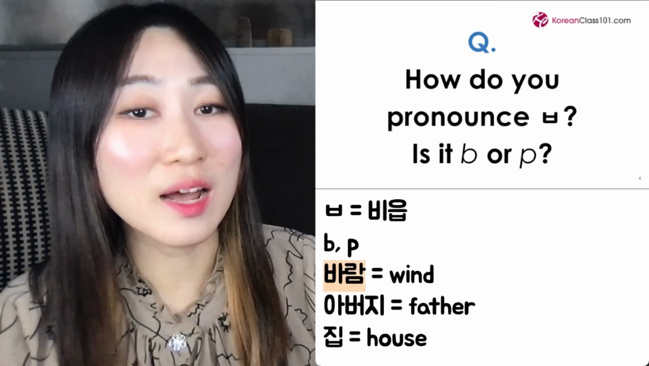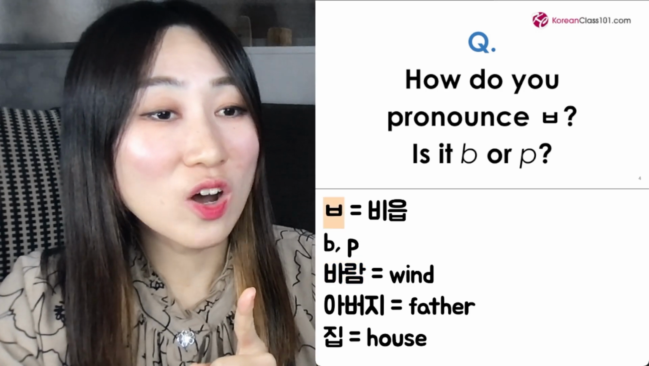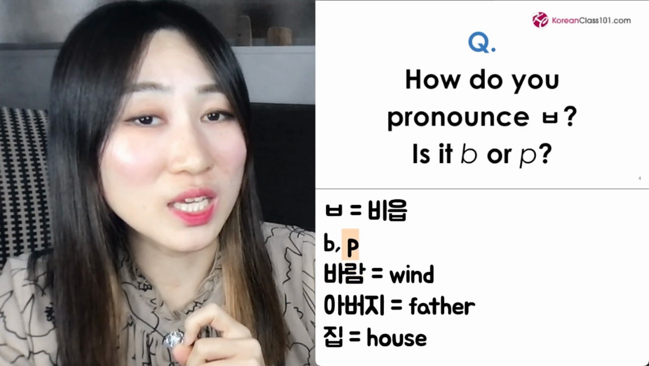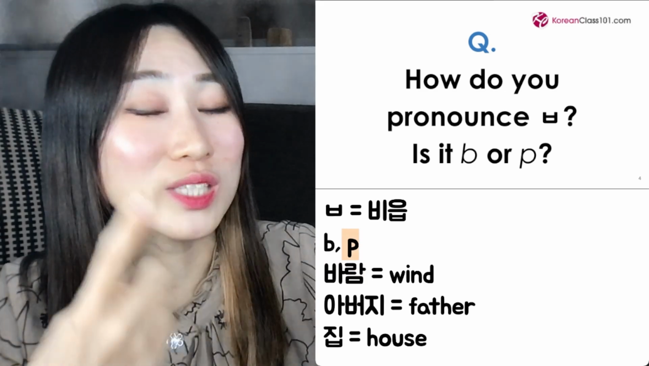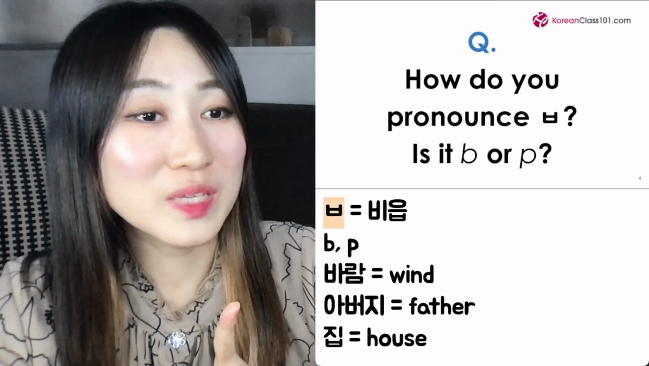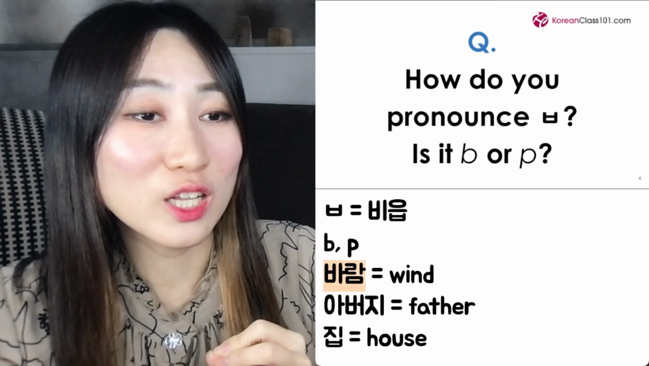바람. It means wind. When this 비읍 sound comes at the beginning of the syllable, it sounds similar to English P, but please make sure that you breathe out less air. You use less air to pronounce Korean 비읍 sound, 바람, with lower pitch than English P.